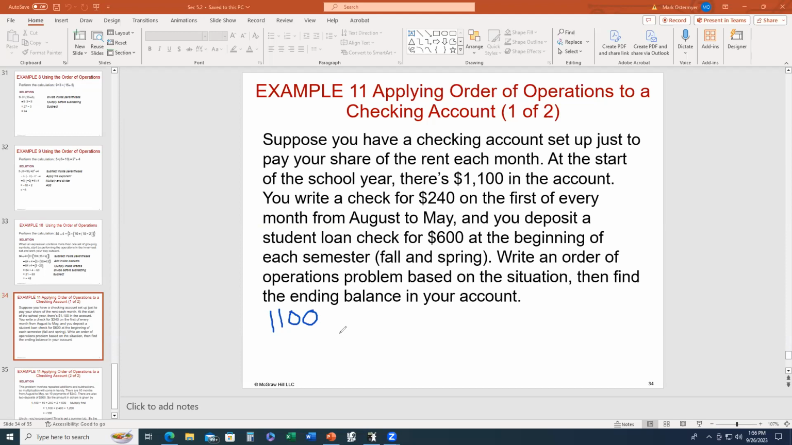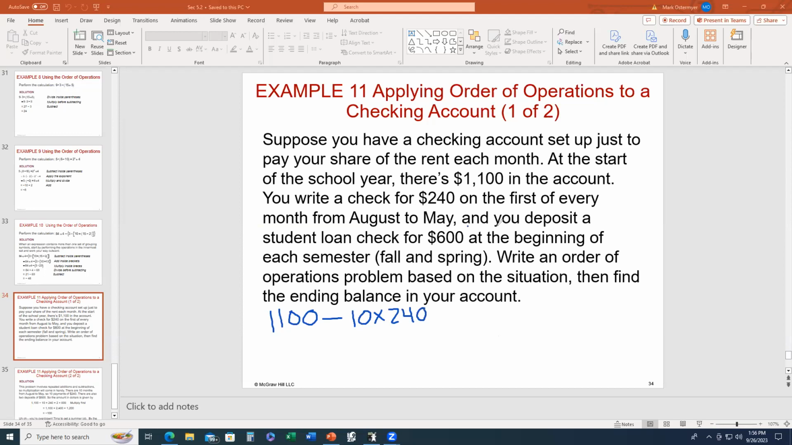It seems to me like I would be subtracting off something. Do you agree? Yes. Subtracting off 10 times what? $240. That takes care of the 10 months, August through May.